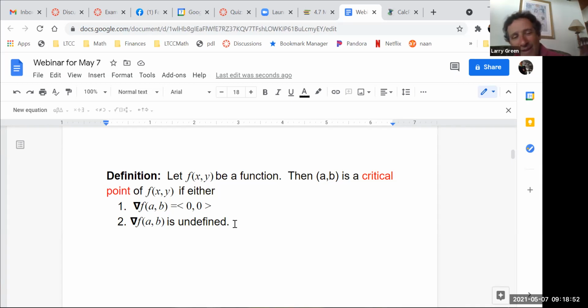So now we're jumping up a level now that we're in functions of two variables, because now when we say the gradient of f is equal to (0, 0), what that's going to give you when you take the gradient of a function is f sub x and f sub y. So you're going to have the partial derivative of f with respect to x equals 0 and the partial derivative of f with respect to y equals 0.